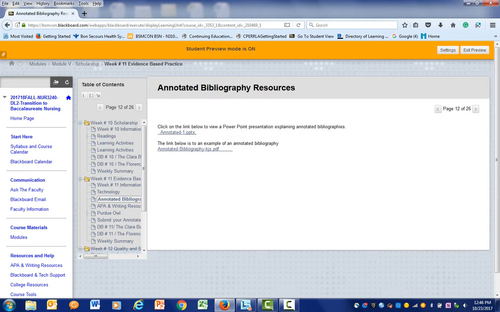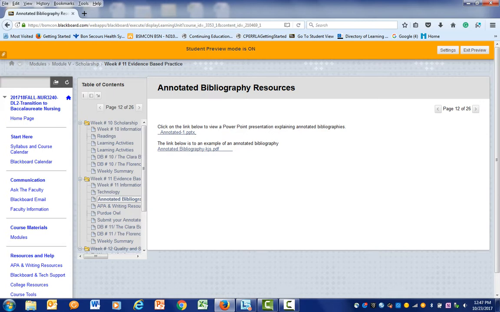And then we're going to start talking about the annotated bibliography. What's going to happen this week is, in your Blackboard, you're asked to write a PICO question about something that interests you in your practice, something you'd like to find out something more about. Then, next week, you're going to write an annotated bibliography. You're going to find 5 journal articles and write an annotated bibliography and turn it in.